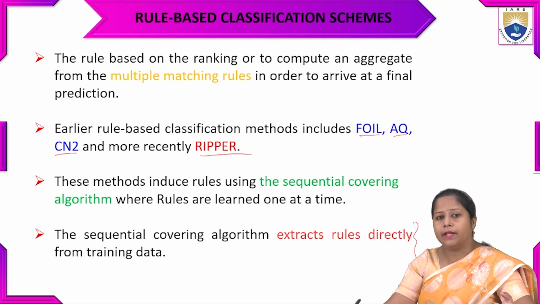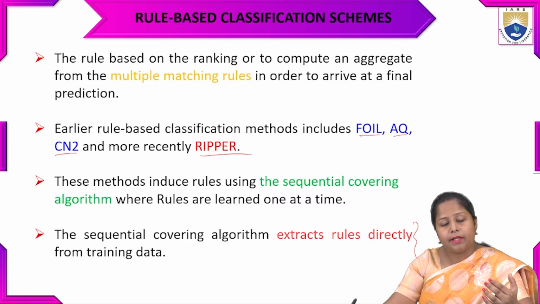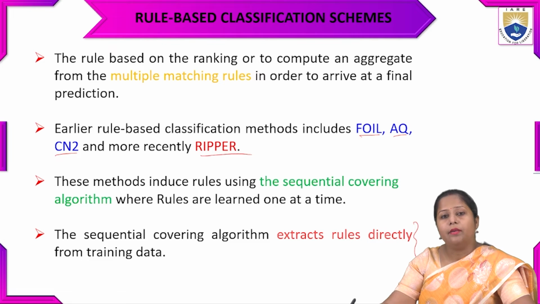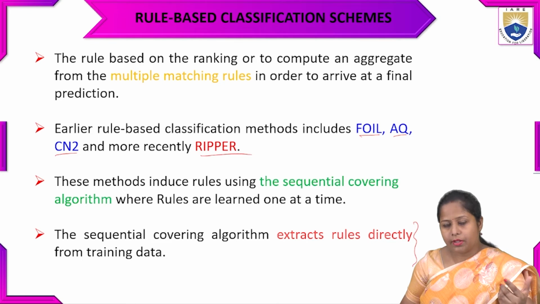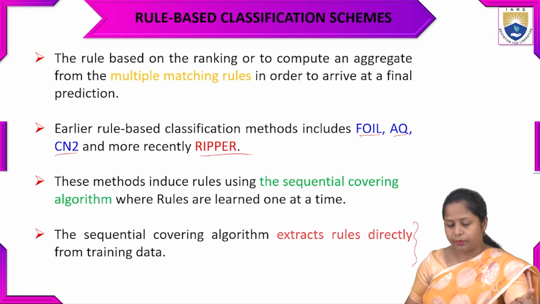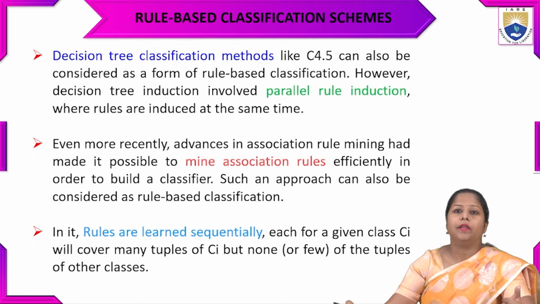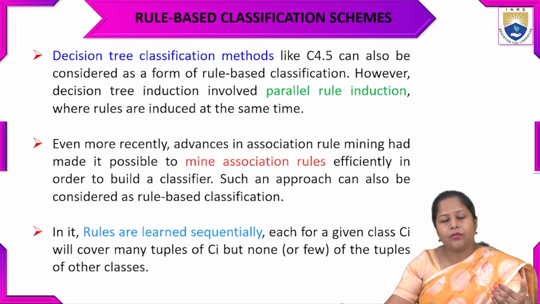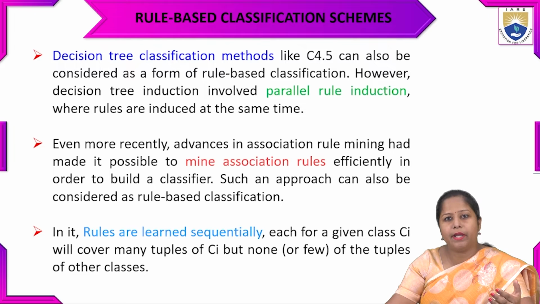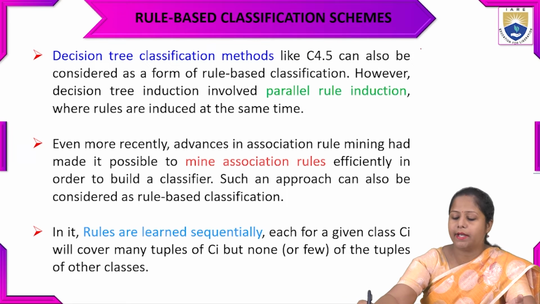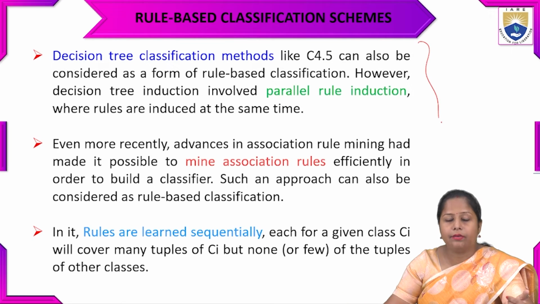So what is sequential covering? It is nothing but extracting the rules directly from the training data. Now, decision tree classification methods like C4.5 can also be considered a form of rule-based classification.